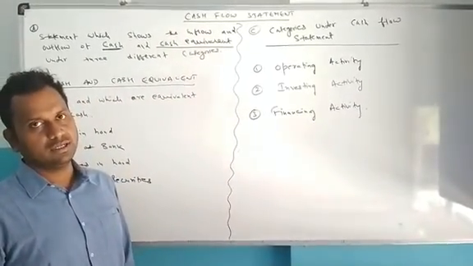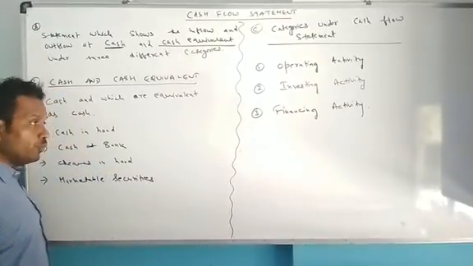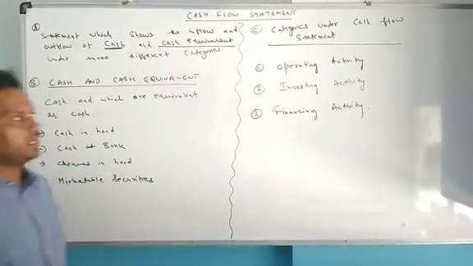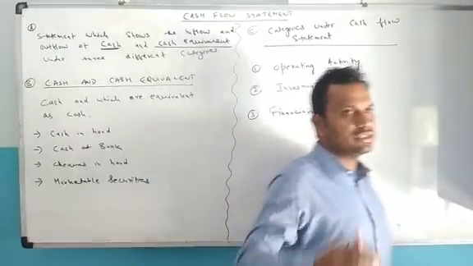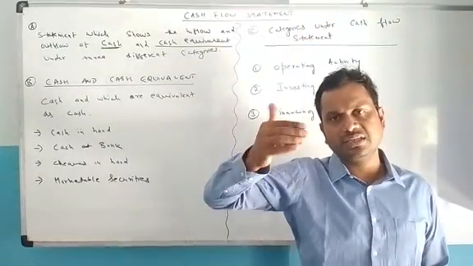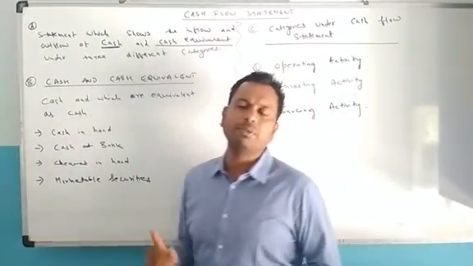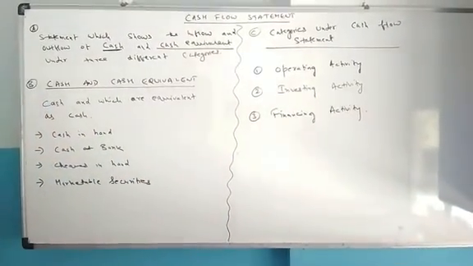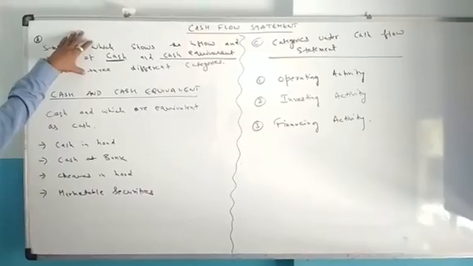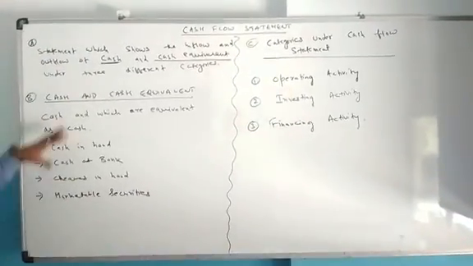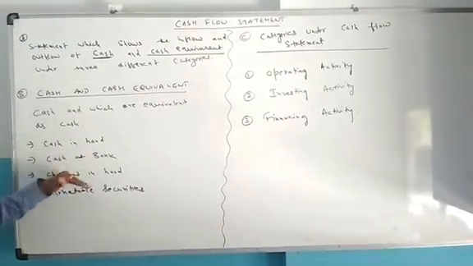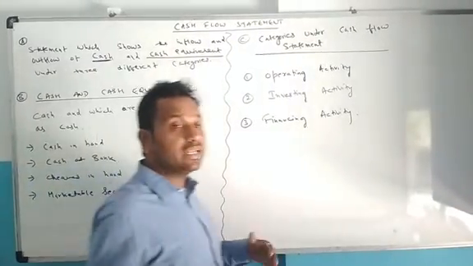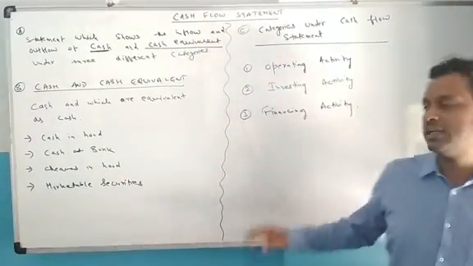Now, once we start preparing the cash flow statement, you will see that we start from operating, then investing, then financing. This is the way we prepare the cash flow statement. So today we have understood the basics of cash flow: what a cash flow statement is, for what the cash flow is prepared, that is cash and cash equivalent, the items included in that, and the different categories under which the cash flow statement is prepared.